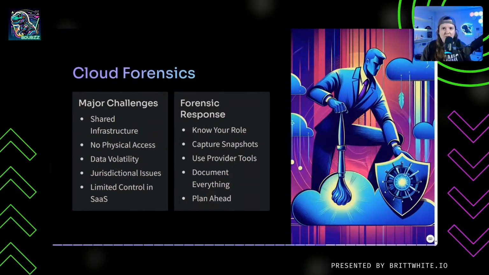So here's your playbook. Know your role. IaaS gives you logs. SaaS, you're asking nicely. Check that shared responsibility model and grab snapshots. VM images are your crime scene pictures. Get them quick. Use provider tools like AWS CloudTrail and Azure Monitor, your digital security cameras.